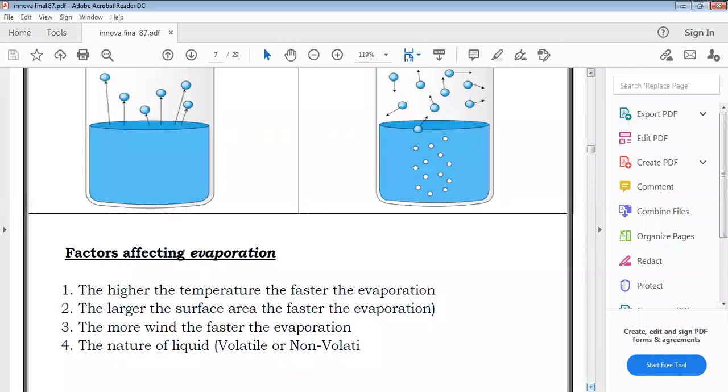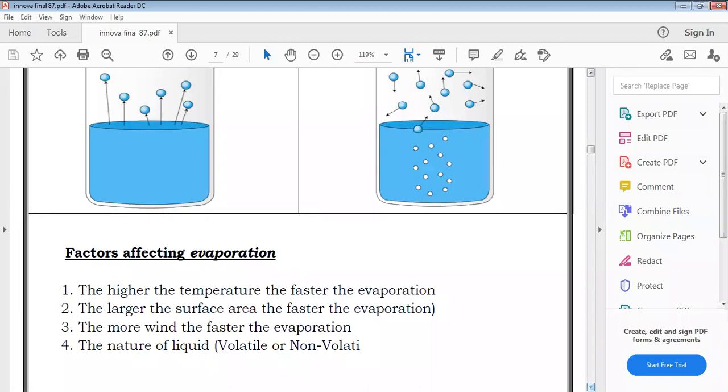Boiling is fast and evaporation takes more time. Yes. And evaporation happens on the surface, but boiling happens in the entire mass of the liquid. Yes. Okay. And also in evaporation there are no bubbles, but boiling has bubbles. Okay. And we said the factors affecting evaporation: the higher the temperature, the larger the surface area, the more wind, and the nature of the liquid. It's either volatile or not.